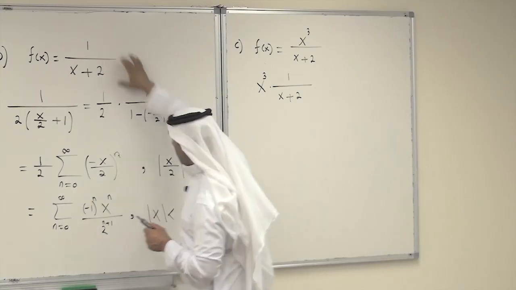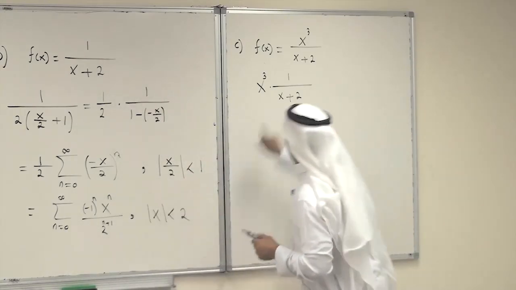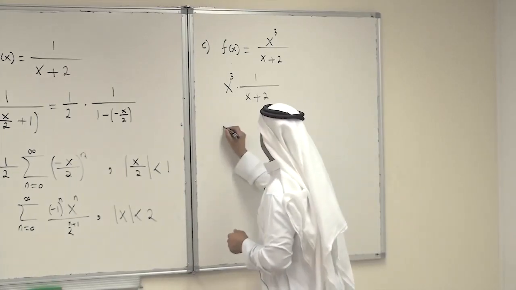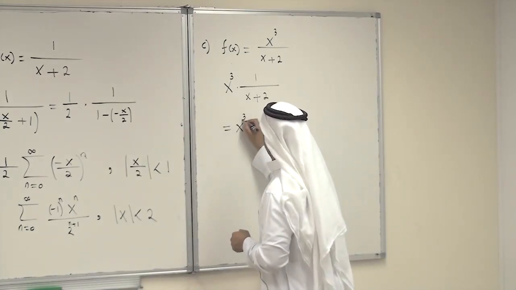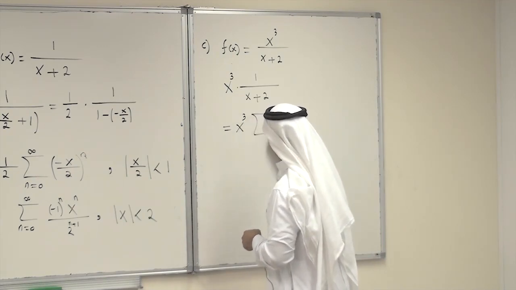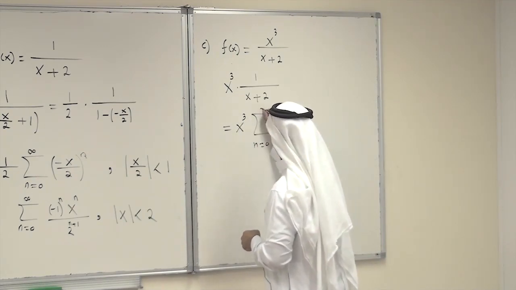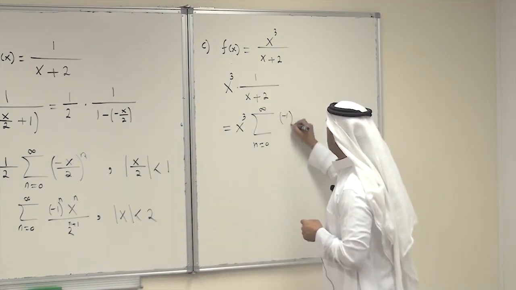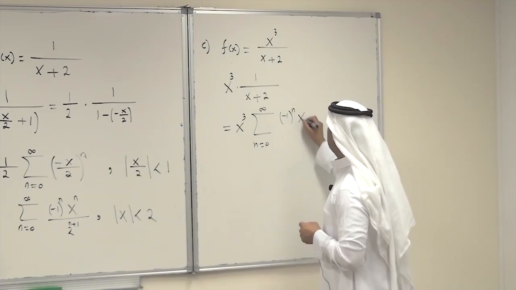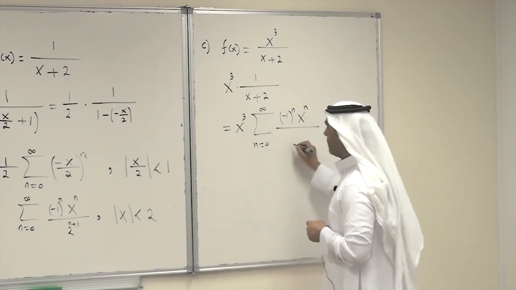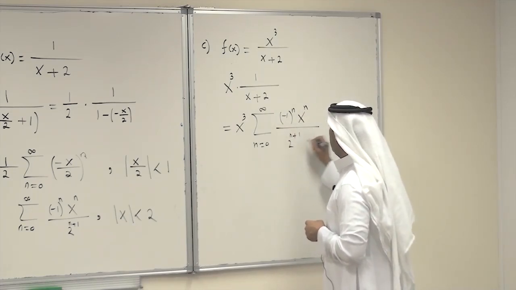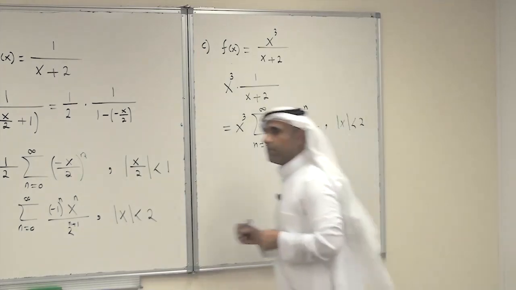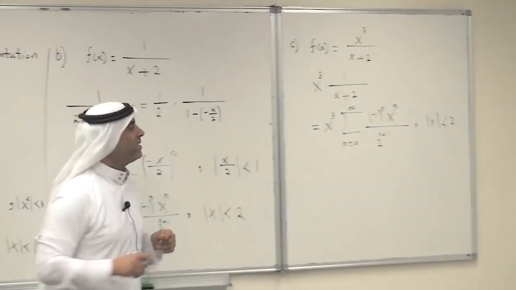Looking at this function here, 1 over x plus 2, this is exactly what we had in part B. So I can represent this by a power series. I'm multiplying by x cubed. So what is the final answer then? This can be written as x cubed times the sum from n equal to 0 up to infinity of, by my discussion before, minus 1 to the power n, x to the power n divided by 2 to the power n plus 1. And this is true only if the absolute value of x is less than 2. We are sure that this is convergent if the absolute value of x is less than 2.